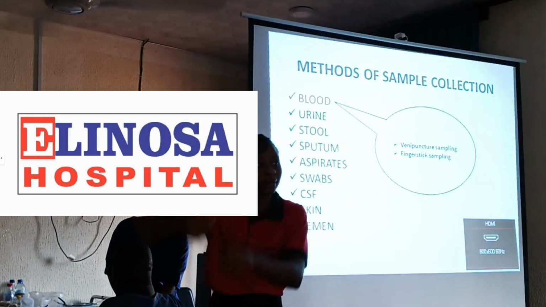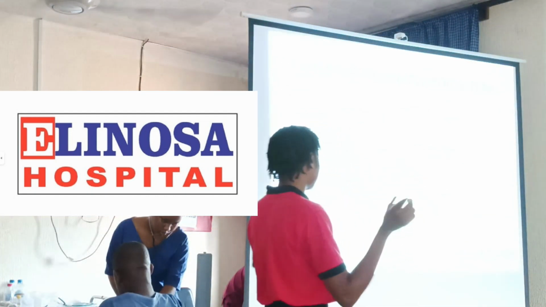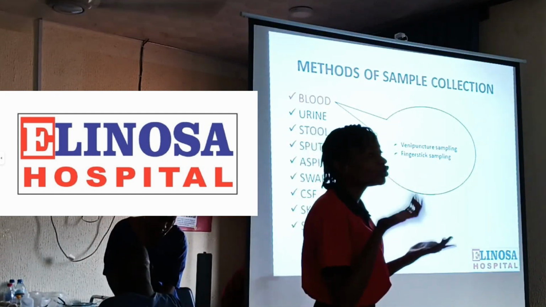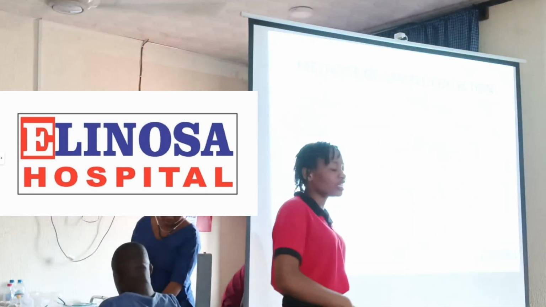So you have to just open the bag and pour the urine inside the universal container and take it to the laboratory. That's the catheter urine. Then we also have the suprapubic urine for patients that cannot pass out urine. So this one, you just have to break your needle and prick the patient directly.